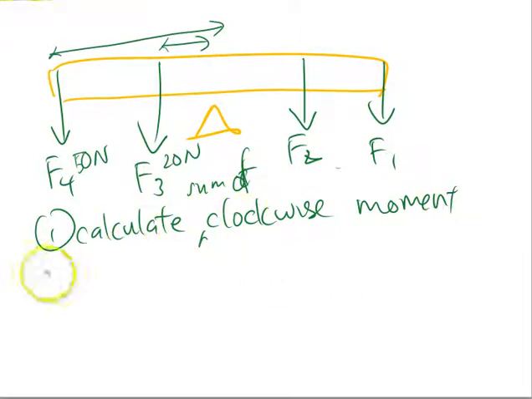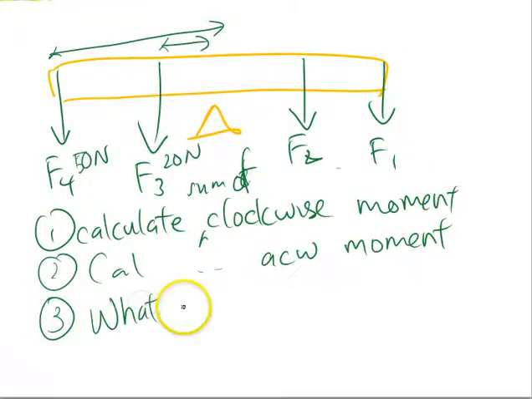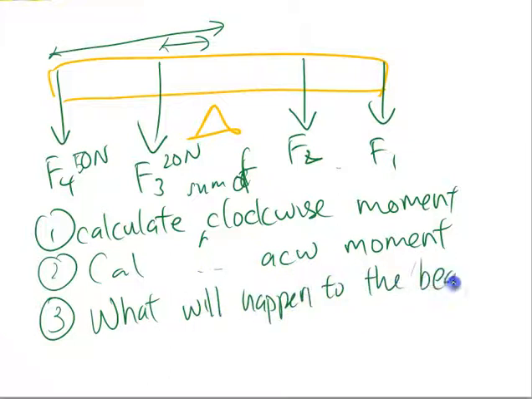They may ask you to calculate the sum of clockwise moments, and the sum of anti-clockwise moments. ACW means anti-clockwise moment. Then after that they'll ask you, what will happen to the beam? What do they mean by that? If you calculated the clockwise moment and anti-clockwise moment and they are not equal to each other, this is where you ask yourself what will happen to the beam.